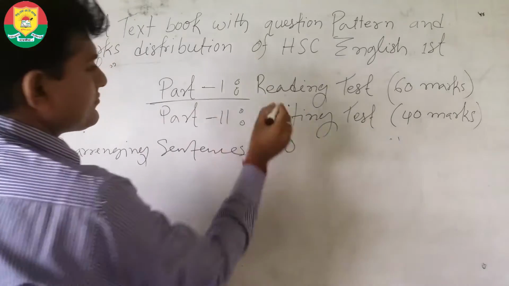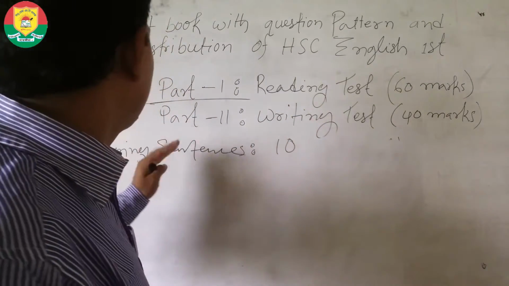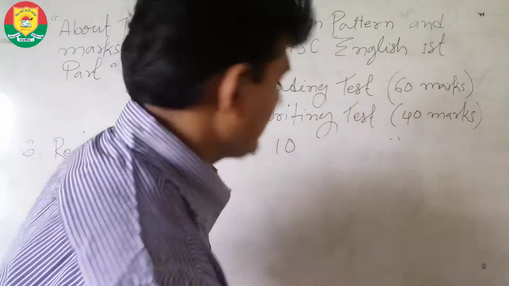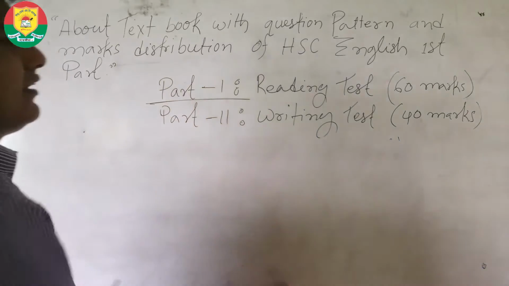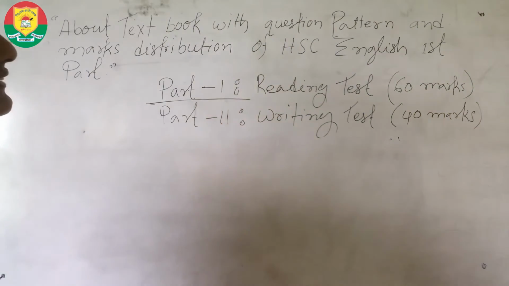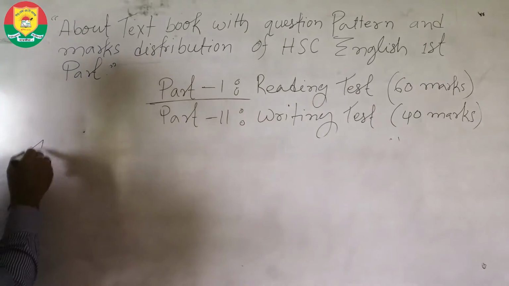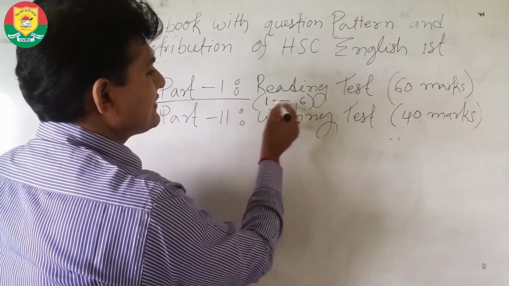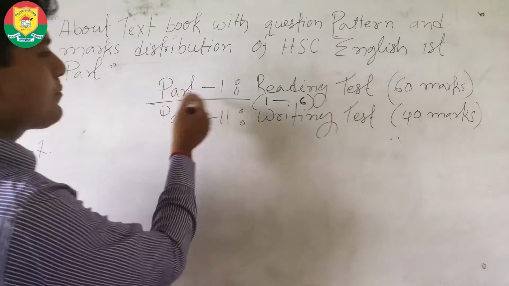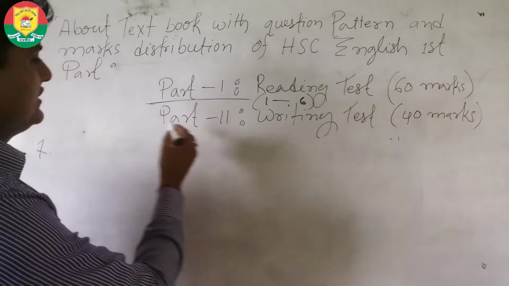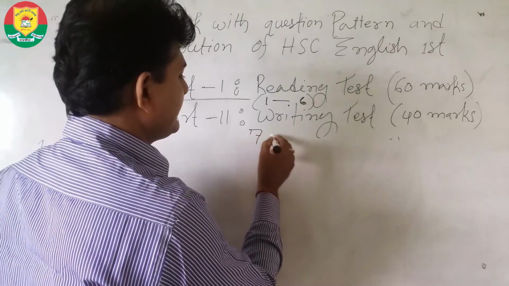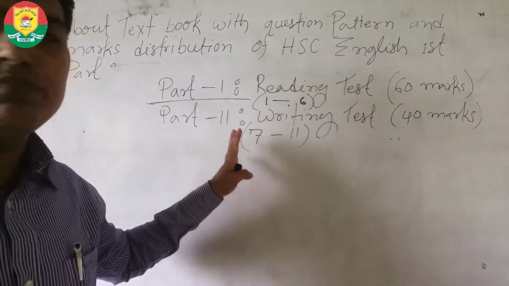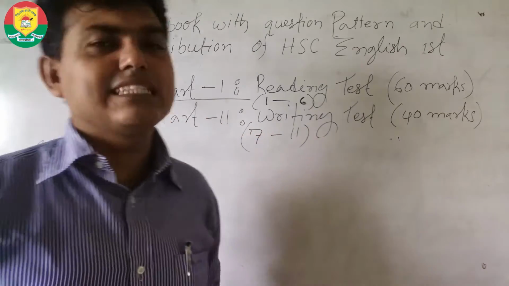The remaining 40 marks are in part 2. Dear learners, questions 1 to 6 will be set from part 1, reading test, and questions 7 to 11 from part 2, writing test. These 5 types of questions will be set in part 2, writing test.